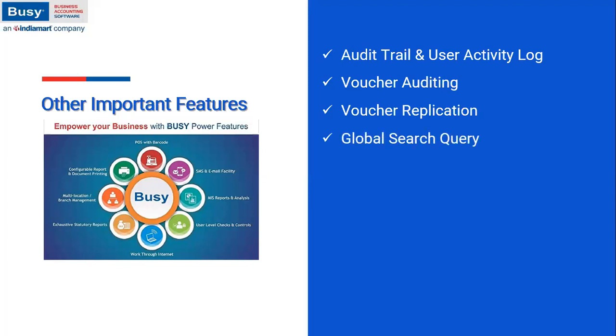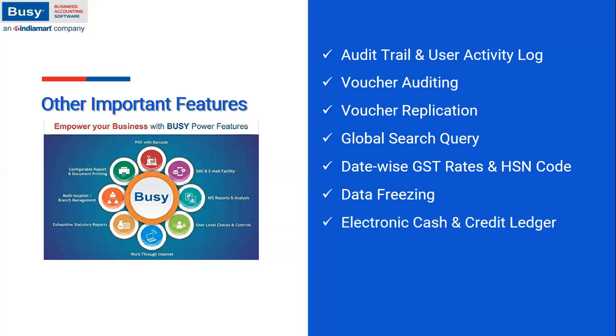Global search query: you can search any feature from this option. Date-wise GSTIN rate and HSN code you can maintain in the item master. Data freezing facility is available. After filing the return, you can freeze the data, and after freezing the data, no one can modify any transaction, any master, or any other things. Electronic cash and credit ledger report is also available. You can view it as per your need.